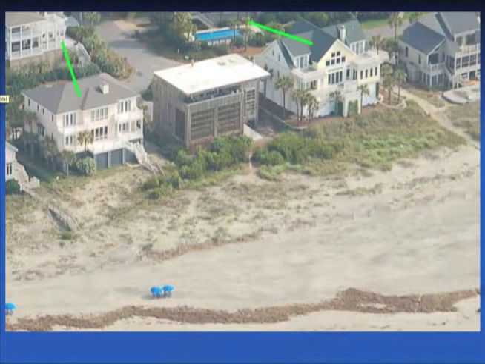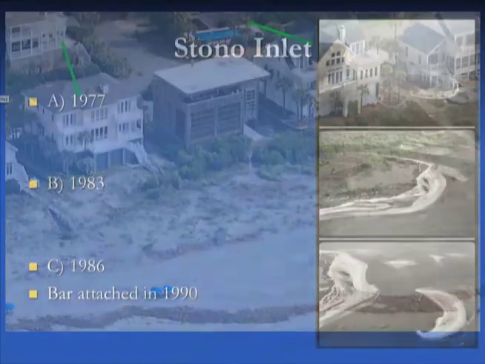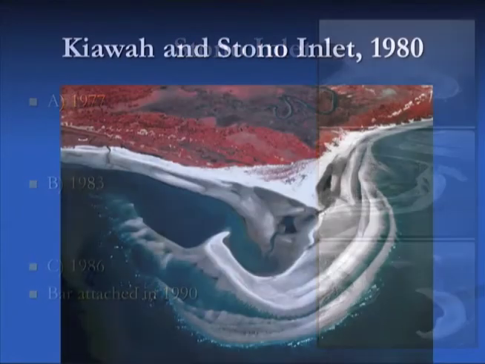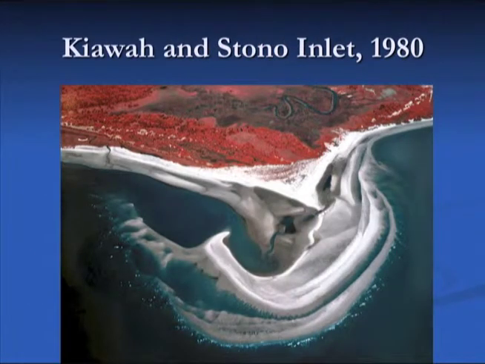Also, look at this and how that compares with this. Stono Inlet, this is the east end of Kiawah. There we go. 77, 83, it's come down and welded. 86, we go back through the process. And this bar attached down here in 90, and it's going through the same thing again. So keep that in mind.